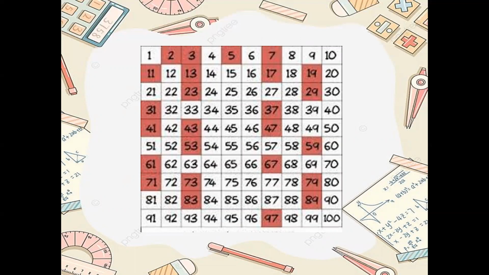So in this picture, you can see the shaded numbers are prime numbers because these numbers have only 2 factors, number 1 and number itself.